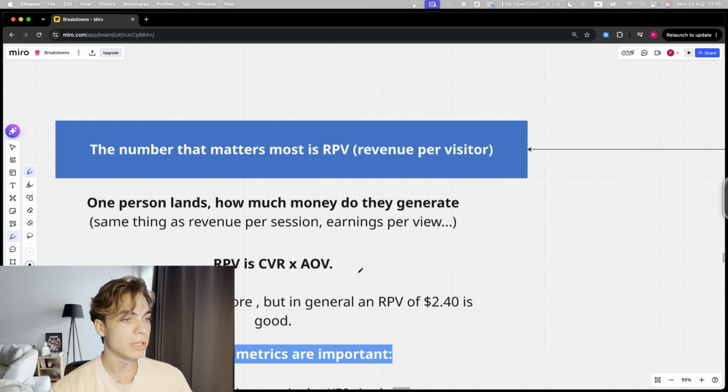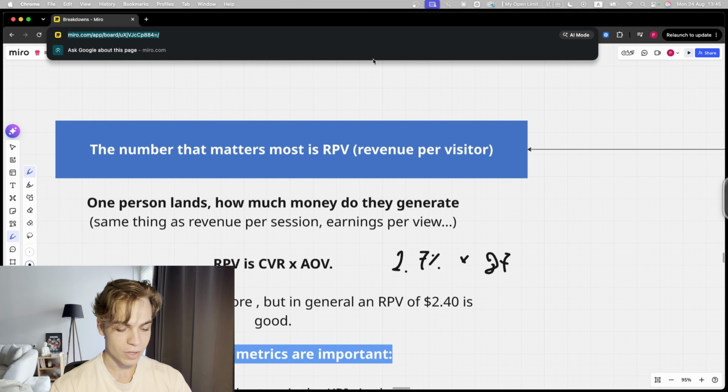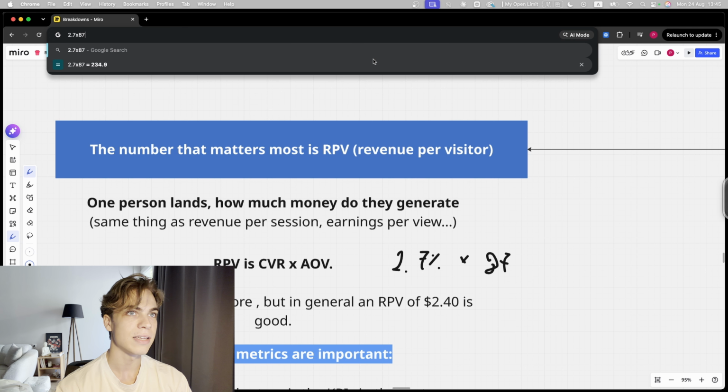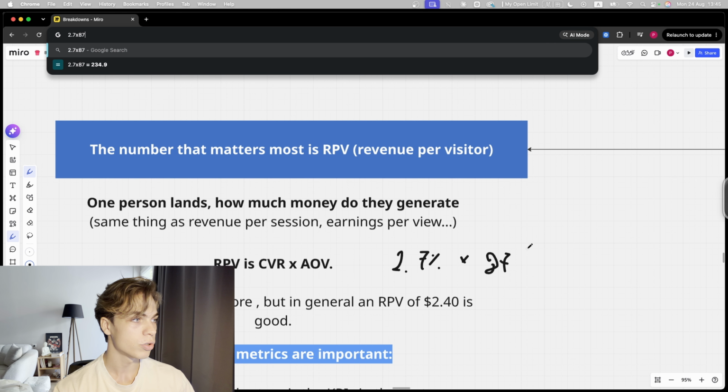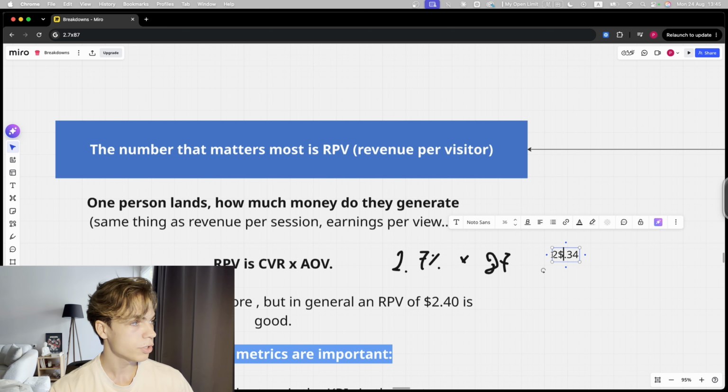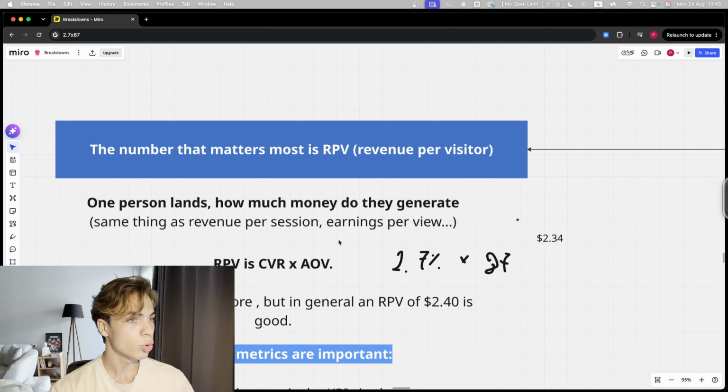So let's say that you have a conversion rate of 2.7%, and an average order value of, let's say, $87. 2.7% times $87 is going to be $2.34, and this is pretty close to $2.40.